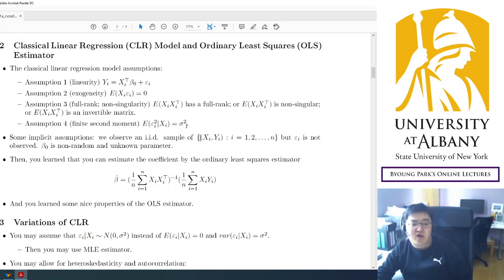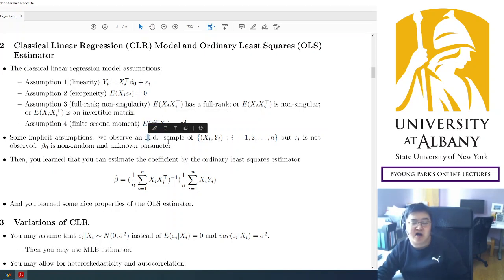As I said before, if this second moment is different across i, so that different i may have different variances, then we call that situation the heteroscedasticity case, and that violates the identical distribution assumption.